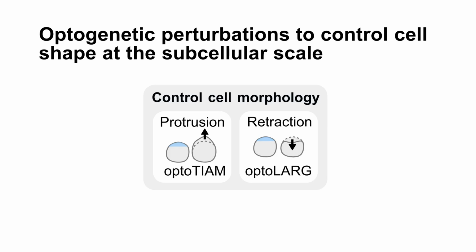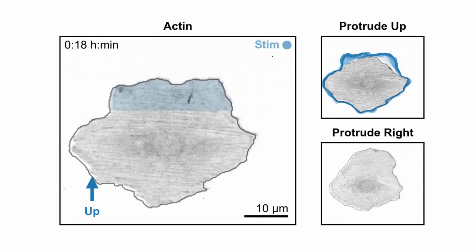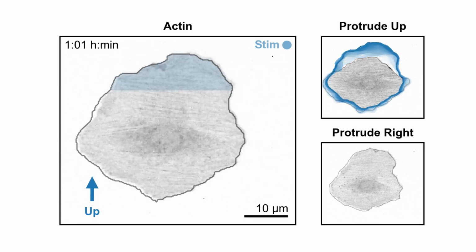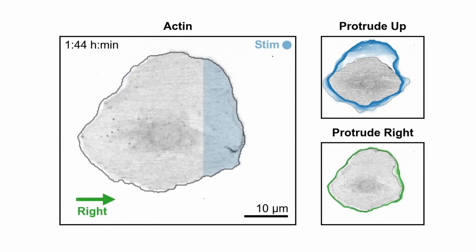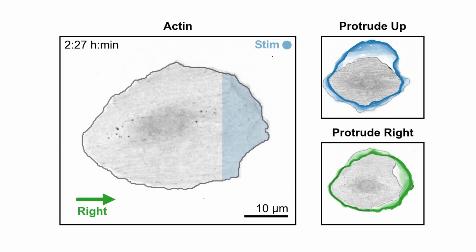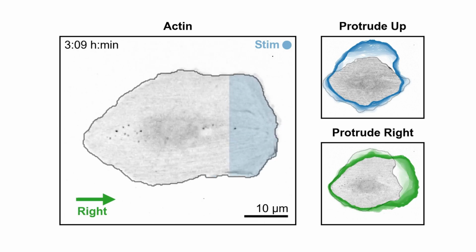Next, let's zoom in to the subcellular scale. Rho GTPases are molecular switches that control the cytoskeleton. For example, RAC drives protrusion and RhoA drives contraction. In this experiment, FARO continuously segments the cell edge and projects light onto any chosen site. Activating optogenetic RAC pushes the cell upward, then redirects the protrusion to the right as we move the stimulation target.